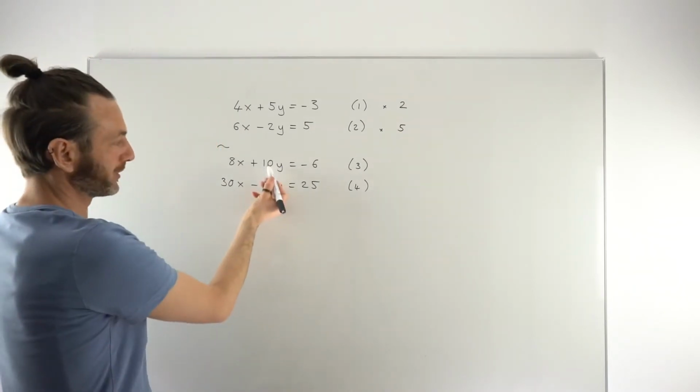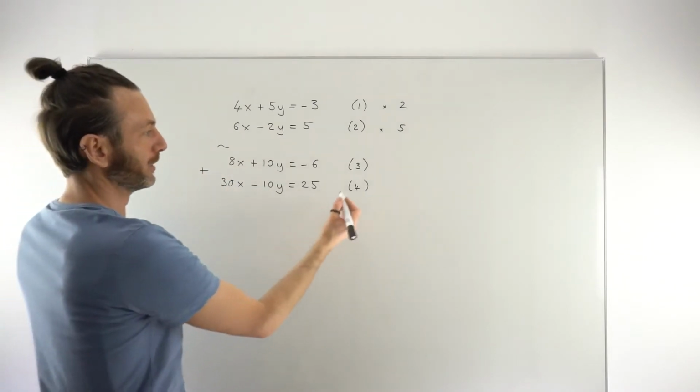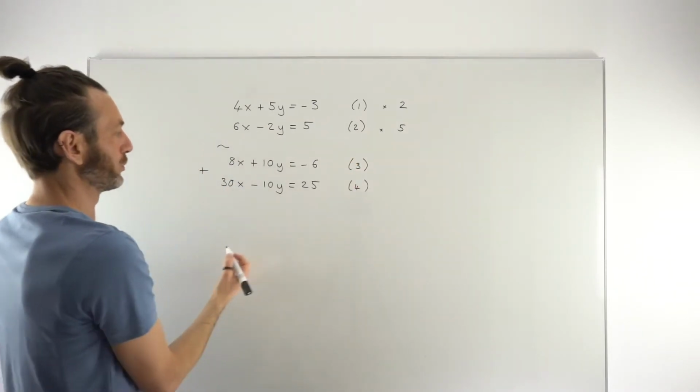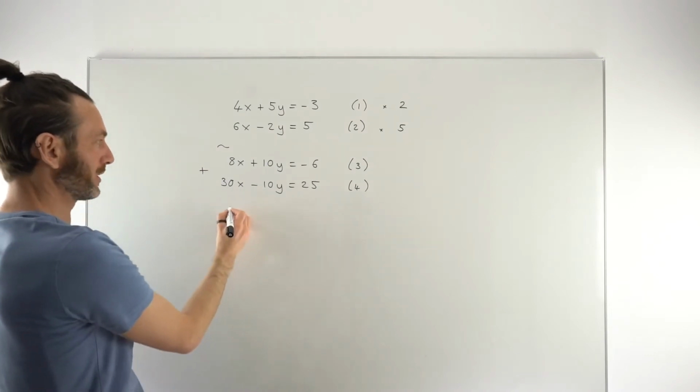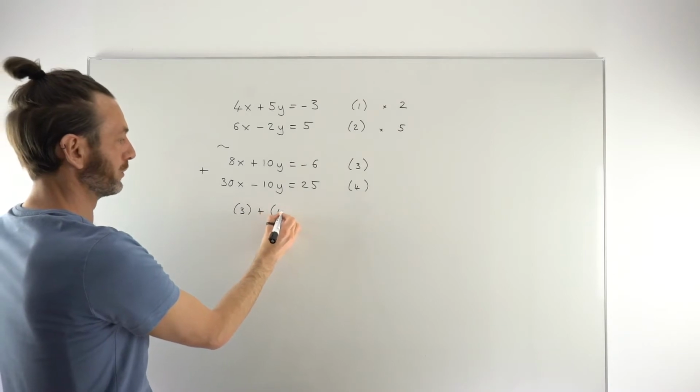So we want this to go to 0, so I'm going to add my two equations this time. So we're basically doing equation 3 plus equation 4. And you can write that in if you wish. You can write something like equation 3 plus equation 4.